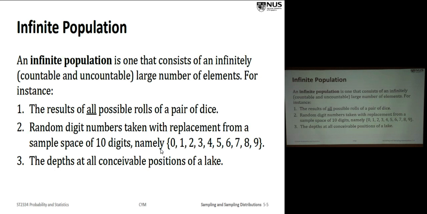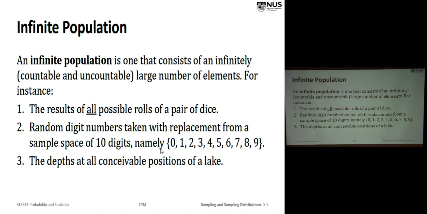The other example that we work with is infinite populations. An infinite population is one that consists of infinitely many outcomes. This could be countable, though. You could have a countable number of outcomes that just happen to be infinite, or they could be uncountable. Typically, we don't work with uncountable samples. It doesn't make sense for us, but countably infinite samples do occur in practice.